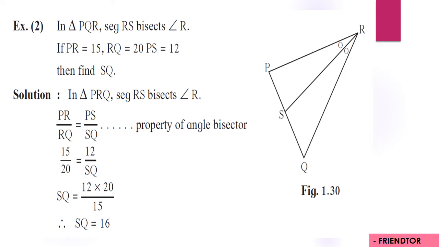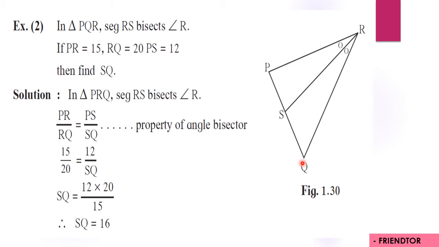In triangle PQR, segment RS bisects angle R. If PR is 15, RQ is 20, PS is 12, then find SQ. Here you have an angle bisector, so we are using the angle bisector property of a triangle. You remember the theorem? When you have a triangle and an angle bisector RS, this angle bisector cuts the opposite side in the same ratio as the other two sides. That is, RP upon RQ is the same as PS upon SQ.